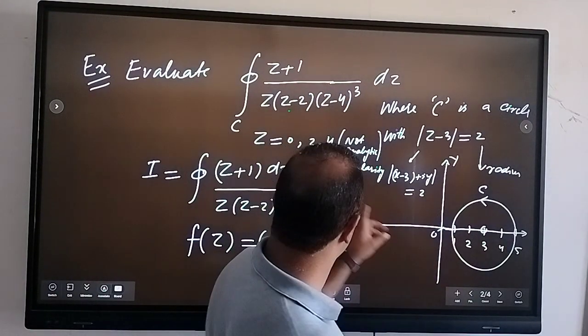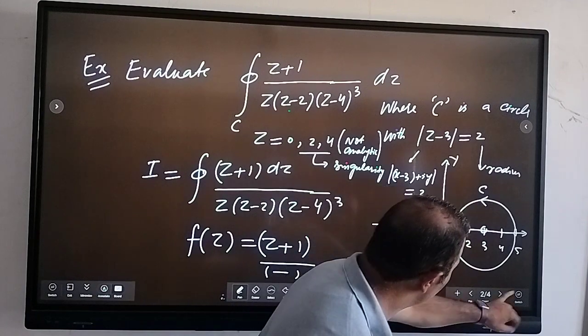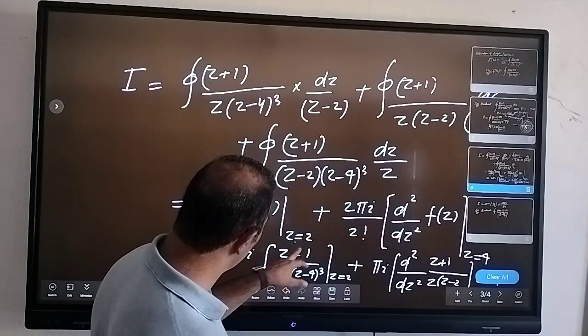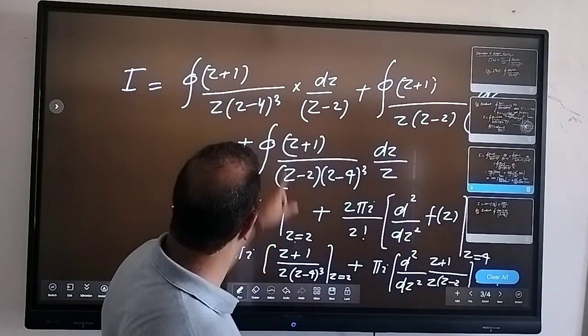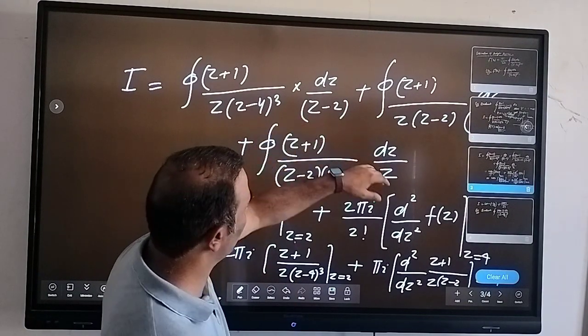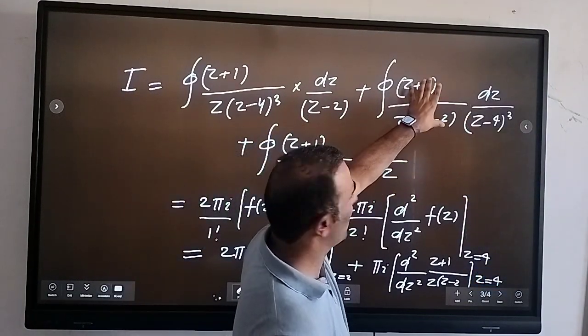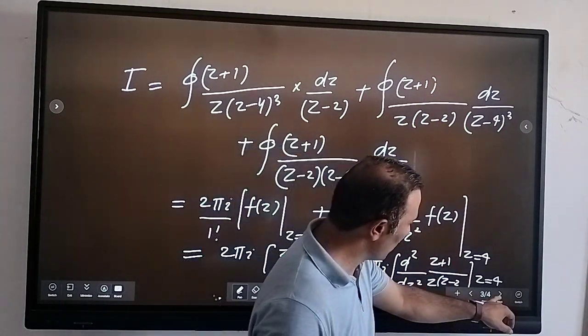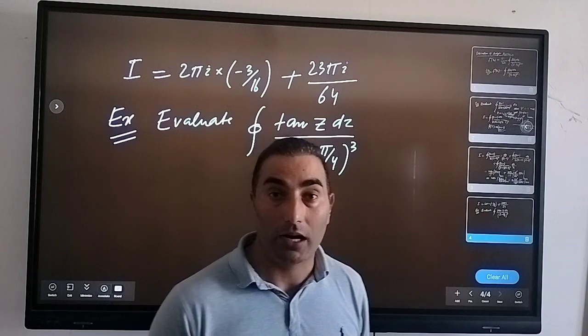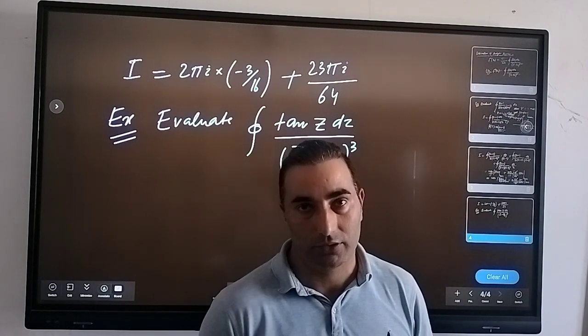And similarly, if you calculate at z equal to 2, so that f of z will be z plus 1 divided by z into z minus 4. So that means this will be here. Similarly at z minus 4, this will be our f of z. Right? And that is why we can use the higher order derivatives of analytic functions.